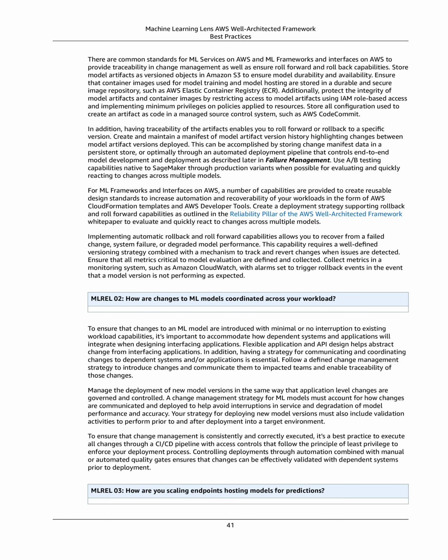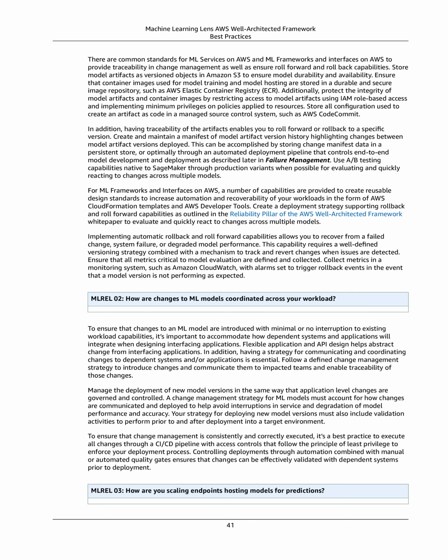Store all configuration used to create an artifact as code in a managed source control system, such as AWS CodeCommit. In addition, having traceability of the artifacts enables you to roll forward or roll back to a specific version. Create and maintain a manifest of model artifact version history highlighting changes between model artifact versions deployed. This can be accomplished by storing change manifest data in a persistent store, or optimally through an automated deployment pipeline that controls end-to-end model development and deployment as described later in failure management. Use A/B testing capabilities native to SageMaker through production variants when possible for evaluating and quickly reacting to changes across multiple models.